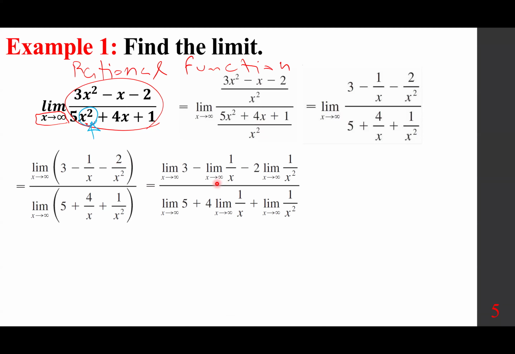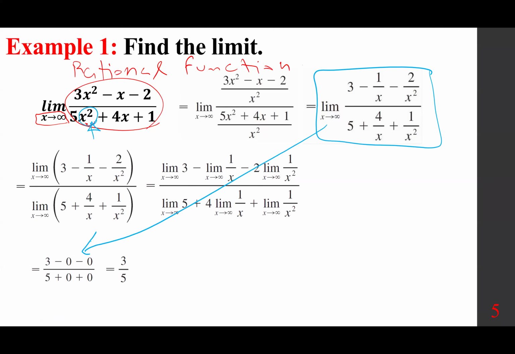Since x is approaching infinity, this one, this one, this one, this one, they go to 0. And these two are just a constant 3 over 5. And of course, it becomes 3 over 5. What you can do, as far as I'm concerned, right here, you can come to this step. You can skip the other steps if you like.